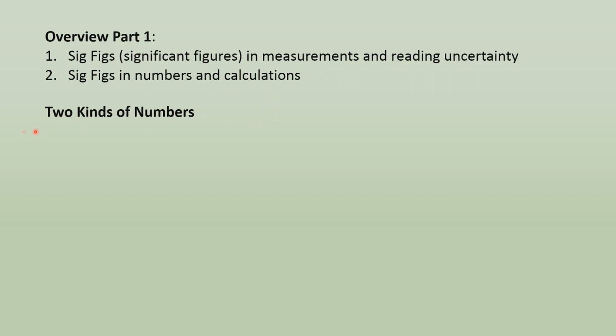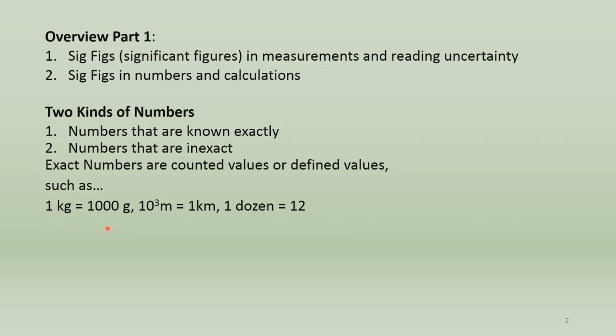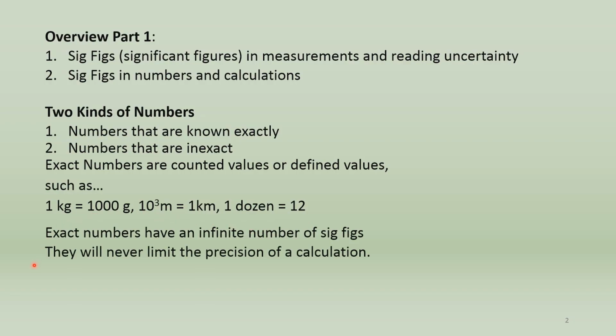I should say at the outset that there are two kinds of numbers: numbers that are known exactly and numbers that are inexact. Now, exact numbers are counted values or defined values, such as a kilogram is 1,000 grams. That's defined and it's exact. 1,000 meters in a kilometer, exactly 12 objects makes a dozen. So exact numbers have an infinite number of significant figures, and they will never limit the precision of a calculation. We're going to spend the rest of our time on this video talking about inexact numbers that are either measured or calculated values.